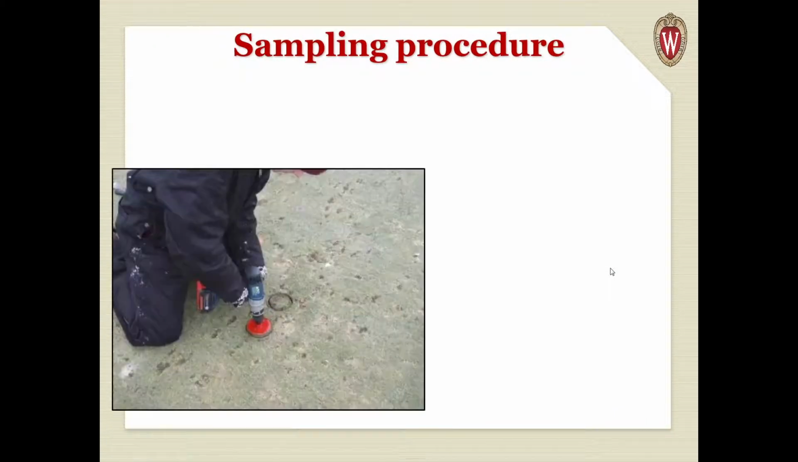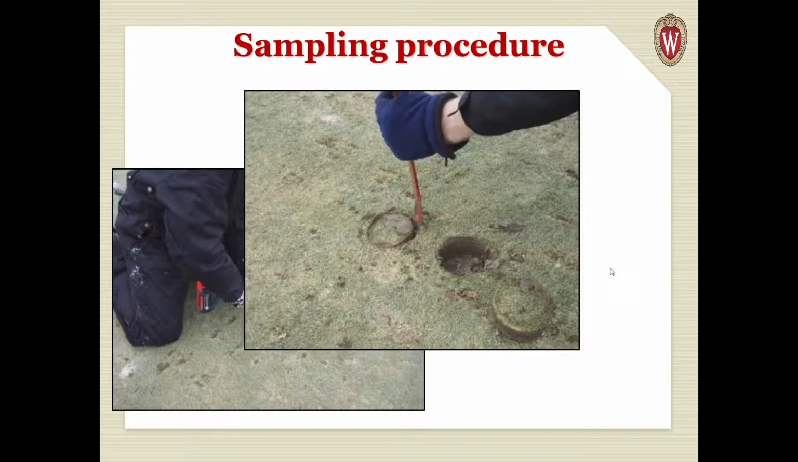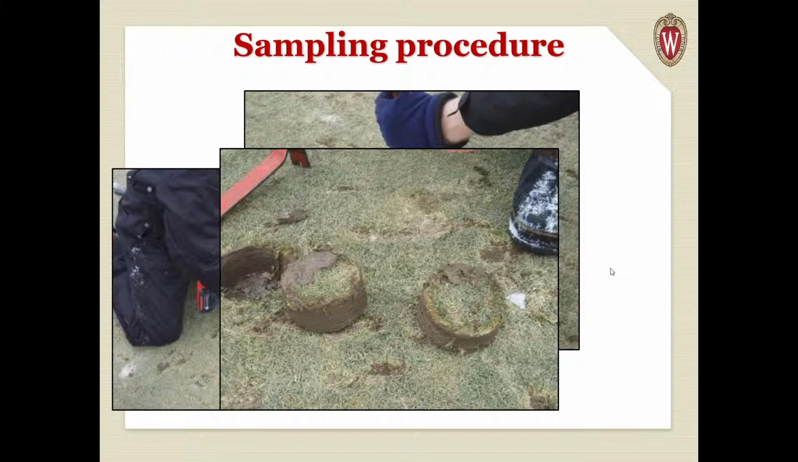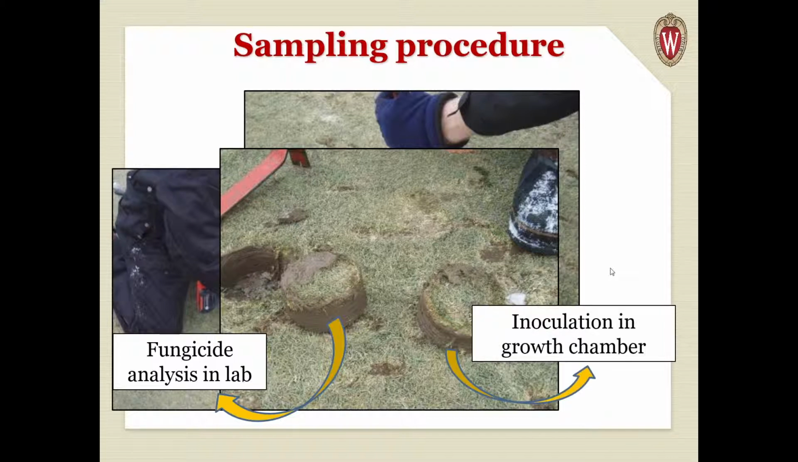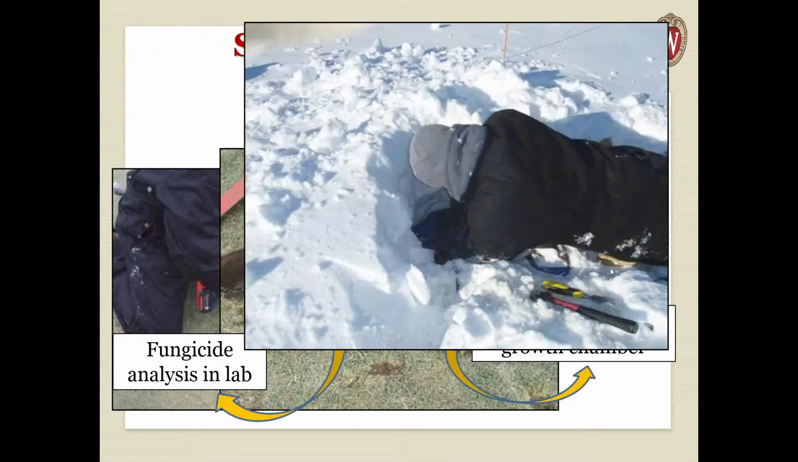We would go out there and we would sample 2 plugs per each plot. If the ground was frozen, we would need to pull out the heavy-duty drill and then hammer those frozen plugs out of there, kind of like a frozen hockey puck, using a crowbar. And one of those plugs would go to the lab for fungicide analysis, and then the other plug would go to the growth chamber and be inoculated with Microdochium. So what we should be seeing is that as the fungicide concentration goes down, is degraded, we should see more and more growth of the fungus in the growth chamber.